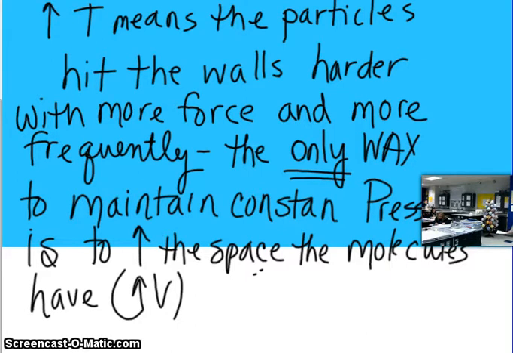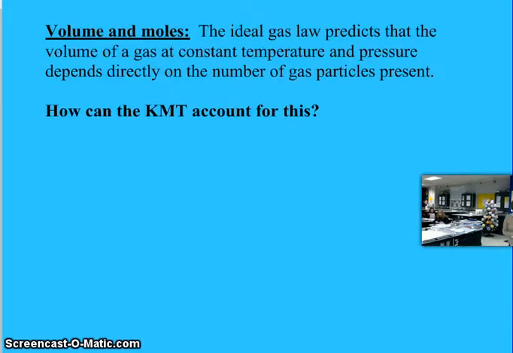Okay, two more, and then I think we have a special message. The next one is volume and moles. The ideal gas law predicts that the volume of a gas at constant temperature and pressure directly depends on the moles. This is a no-brainer. You're going to maintain constant temperature and constant pressure. If you put more gas in, you add more moles of gas. The only way to keep the pressure constant is to have more space.